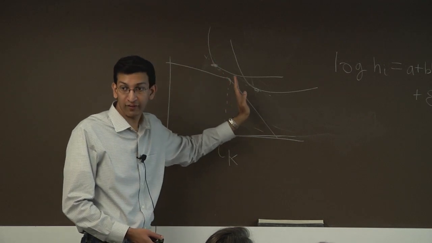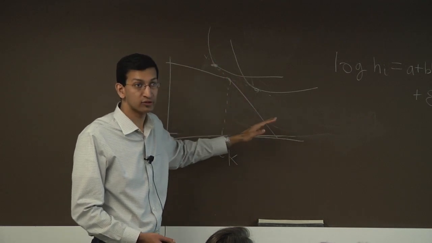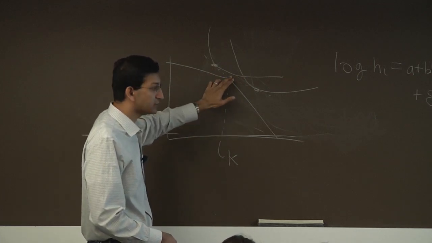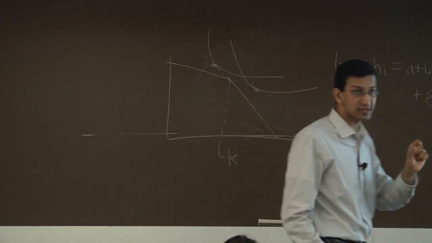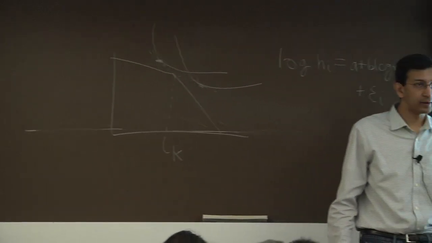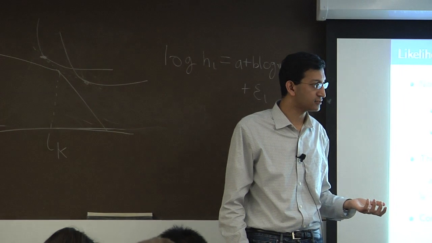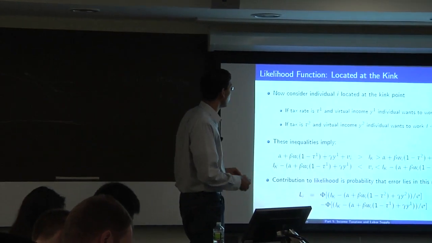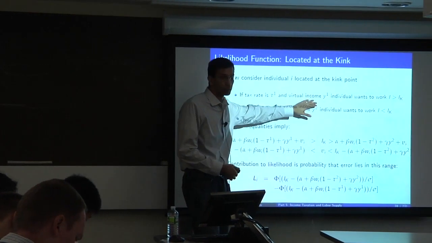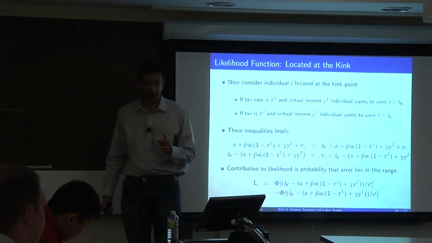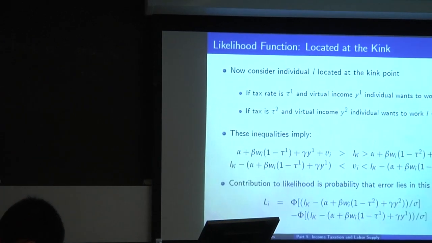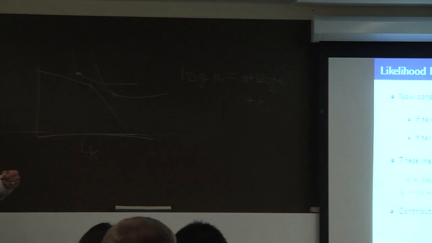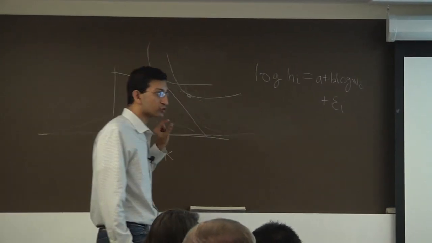And at a wage rate of $5, I want to work fewer hours than I can in this bracket. As a result, I end up picking that kink. The tangency condition doesn't hold, but that's the best I can do given the budget set that I face. So that's what this says here. If the tax rate is tau1, virtual income is y1, you want to work L greater than Lk. Conversely, if you're on the second budget set, with tax rate tau2 and virtual income y2, you want to work L less than Lk. That's the set of people who are going to show up at the kink.